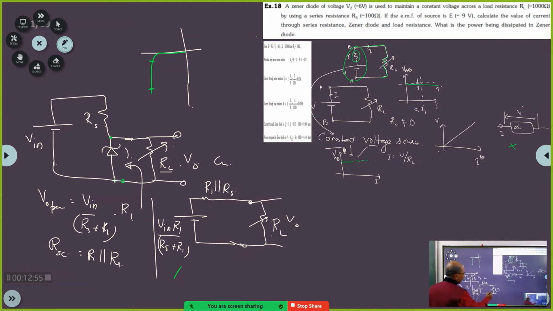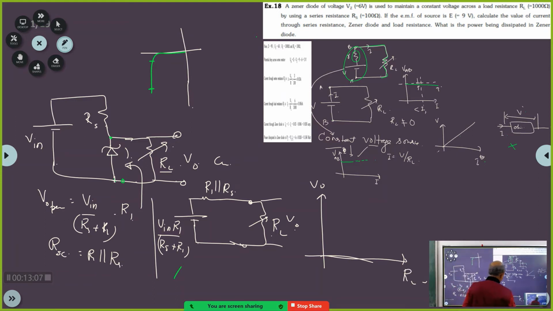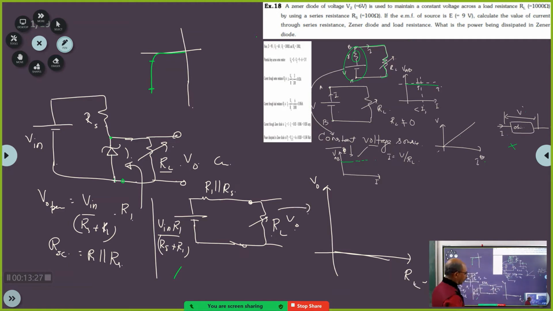With the Zener, if you consider this circuit, you are going to get the voltage V0 versus RL graph. It would be like this. This is the voltage V0 versus RL graph for this circuit. You cannot say RL is equal to 0, so start the graph from here.